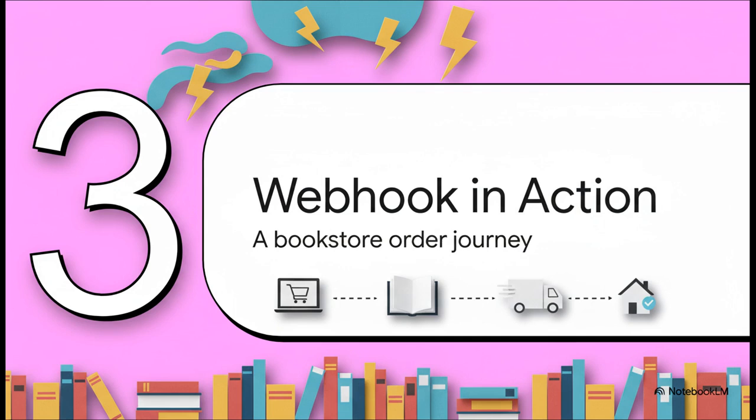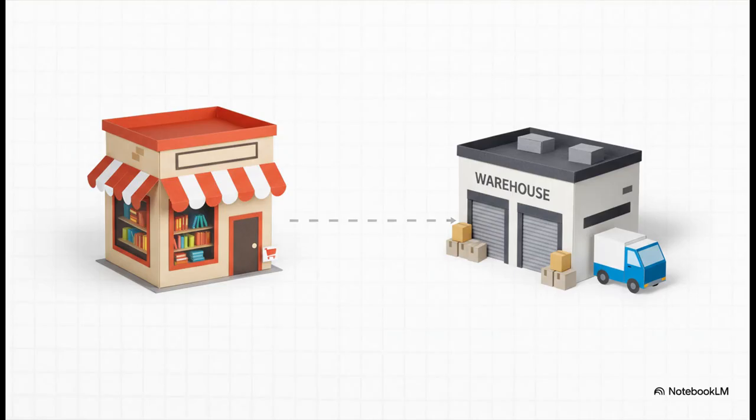Okay, enough with the theory. Theory is great, but let's see how this actually plays out in the real world. We're going to follow the journey of a simple order from an online bookstore to make this super clear. So meet the two players in our little story. We've got books.example.com, that's the online shop where we're buying our books, and then we have warehouse.example.com, the partner who handles all the packing and shipping behind the scenes.